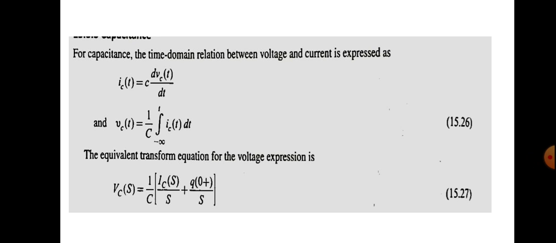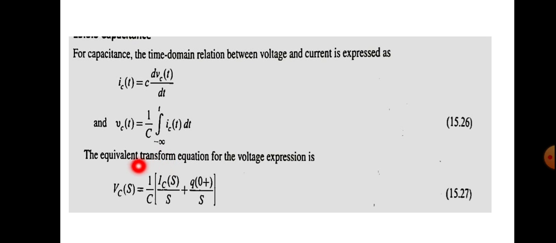Suppose we have a capacitor with capacitance C. The current through the capacitor is given by the equation IC of t equals C times dVc of t divided by dt. You might already know this equation because it is the basic equation for the capacitor. Similarly, we can find the voltage across a capacitor as Vc of t equals 1 by C times the integral from minus infinity to t of IC of t dt. These are the two basic equations that you should know by heart, and they are very important equations for the capacitor.